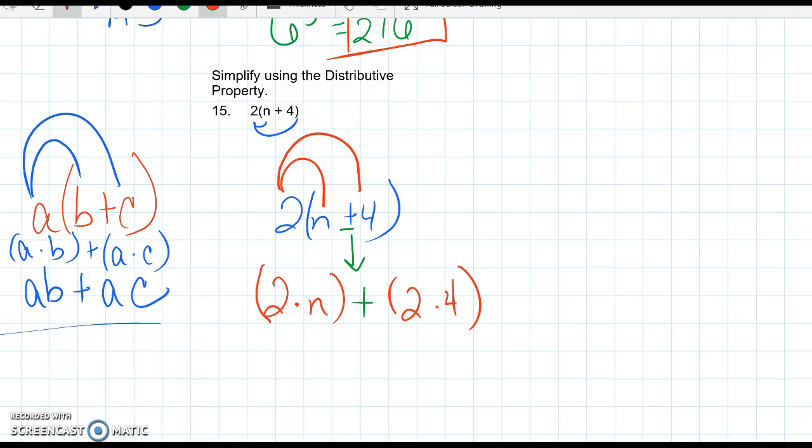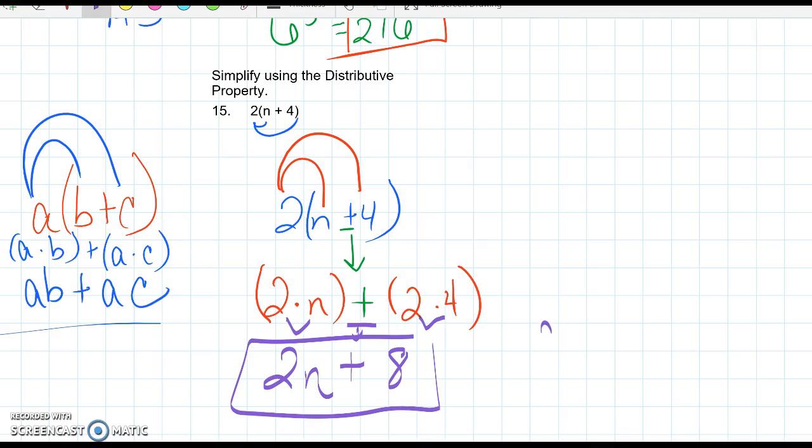Okay. Now I can simplify. The cool thing about simplifying a number and a variable when you're multiplying is that you just write the number and the variable together. I bring down this plus, and 2 times 4 is 8. So I'm left with 2n plus 8.